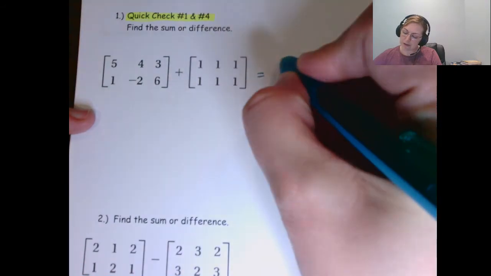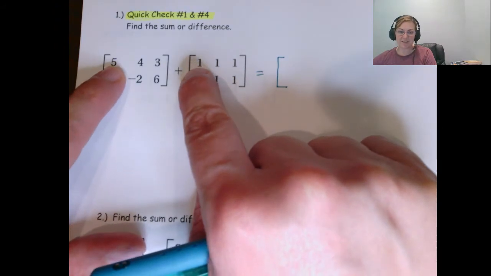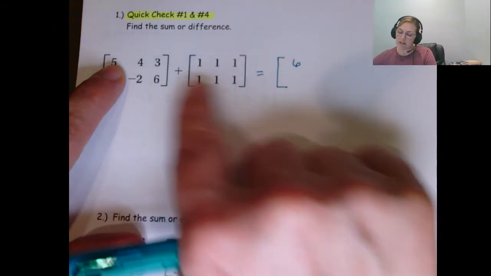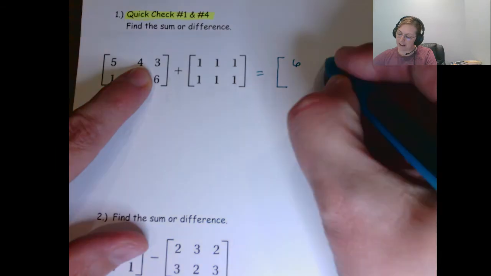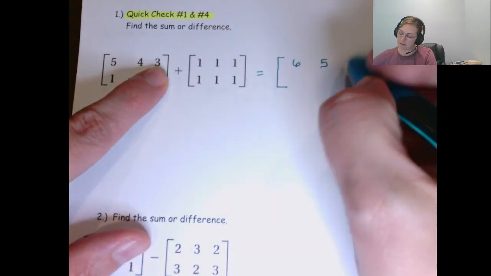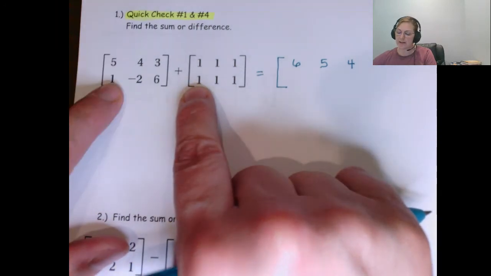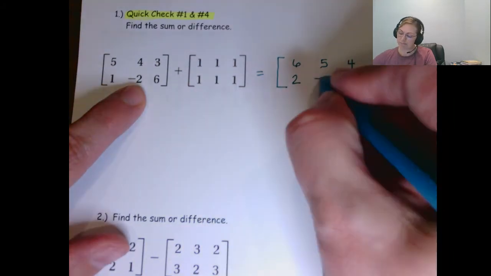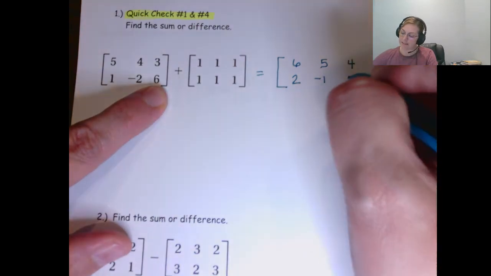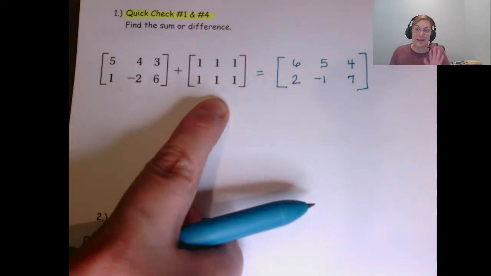So remember, we're going to add corresponding elements. If it's in row 1, column 1, I'm going to add it. 5 plus 1 is 6. Go to row 1, column 2, add these two. 4 and 1 gives me 5. 3 and 1 gives me 4. See, I'm only adding the ones that are in the same position. 1 and 1 gives me 2. Negative 2 and 1 gives me negative 1. And 6 and 1 gives me 7. And now I have added them. Now, I do realize that second one had all 1s in it, so it made it a little bit easier.